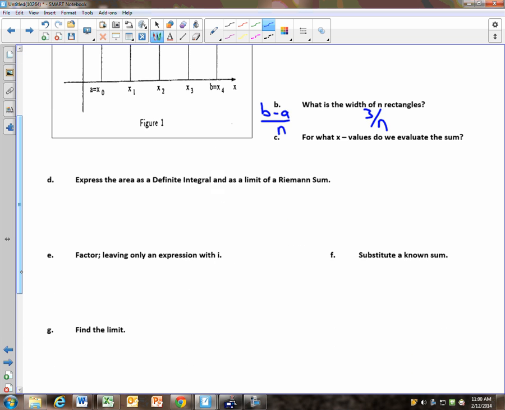Now, for what x values do we evaluate the sum? Well, you start at a and you add i widths to it. What's a? 0 plus i times the width would be 3i over n. Easy peasy.